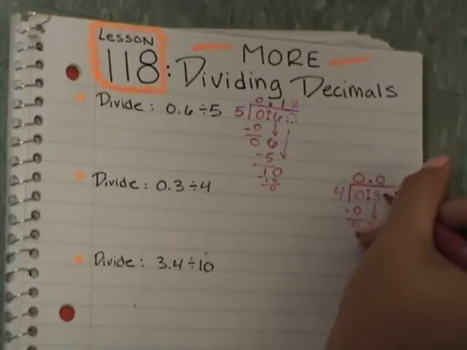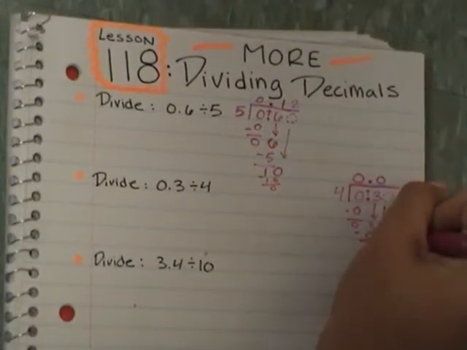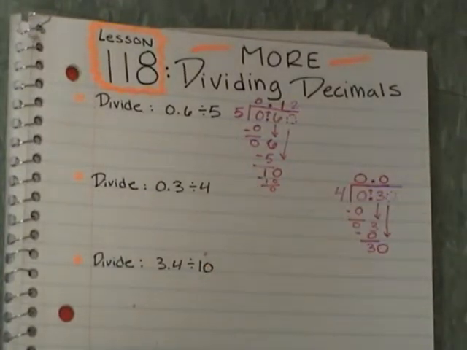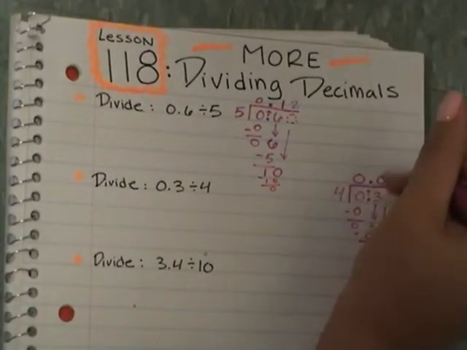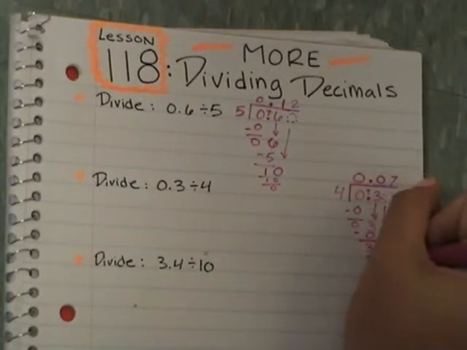Now, like I did before, I'm going to add a secret 0 to the back because remember, I can add as many as I want to the back of decimals. I'm going to bring down that 0. So now I ask myself, how many times can 4 go into 30? Okay, and what do you think? I'm going to put a 7 up here. 7 times 4 is 28.